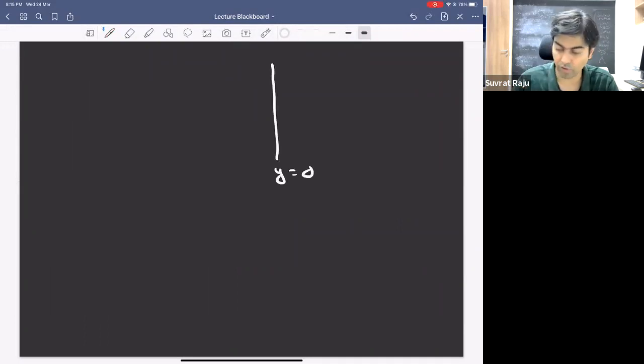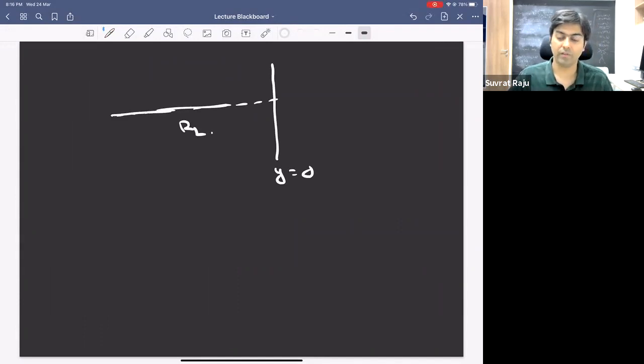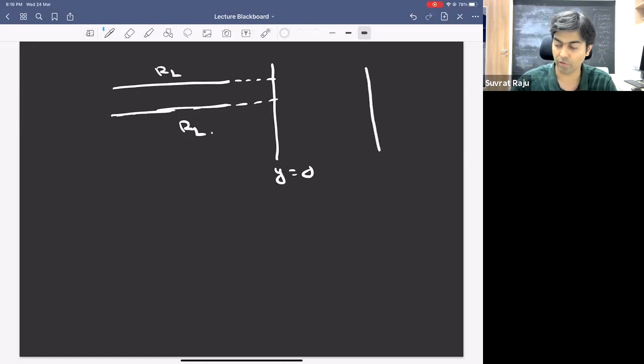So I'm just drawing some. At some point this is RL, what I was calling t equal to 0. So this was RL at some point, and then after some time I move RL up in time. But I have to also move RR up in time. So this is one boundary. I have another boundary, which is also at y equal to 0, and here is my RR.